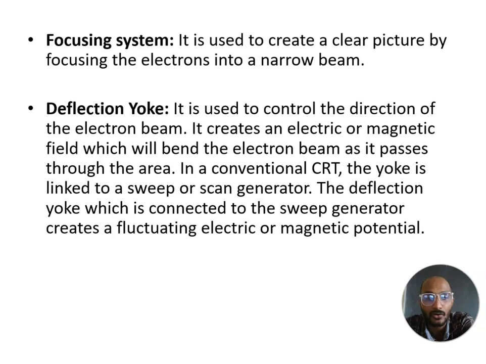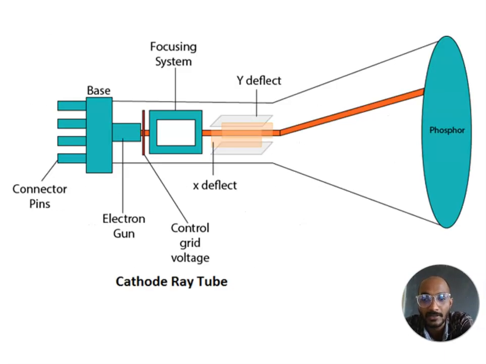Next, the deflection yoke, or we can say the deflection plate. This is used to control the direction of the electron beam. It creates an electric or magnetic field which will bend the electron beam as it passes through the area. In a conventional CRT, the yoke is linked to a sweep or scan generator. The deflection yoke, which is connected to the sweep generator, creates a fluctuating electric or magnetic potential. So now, how is this deflection plate working?